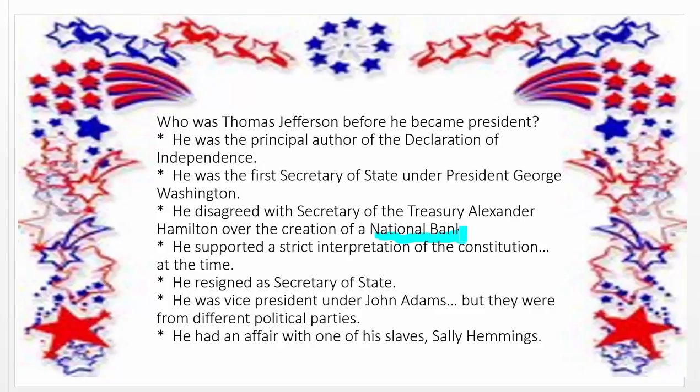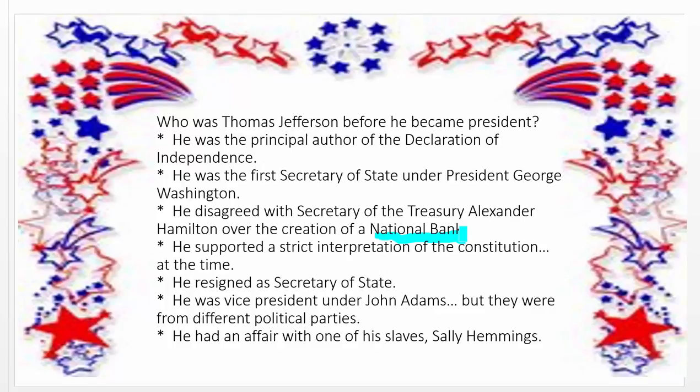Now, why were they in disagreement? Jefferson did not believe that the government had the authority to create a national bank. And his argument was that it doesn't specifically state in the Constitution that the government could do this. So he was advocating a strict interpretation of the Constitution at the time. He was arguing that we cannot do this if it doesn't specifically state that we have the right to do so. Hamilton argued that we should have a loose interpretation of the Constitution. It doesn't say that we cannot create the national bank.